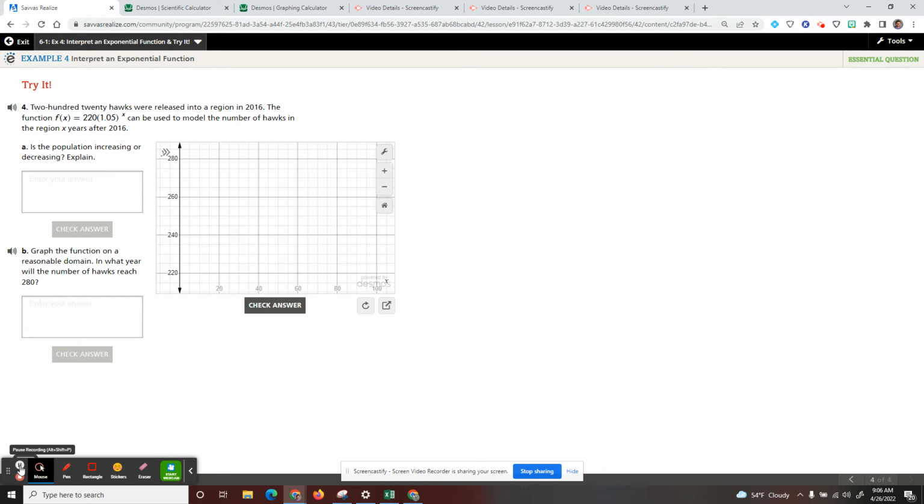All right, I chose to graph this on Desmos. So let's take a look at that. Also, we can answer question A without even doing that, right? Since the B value is more than 1, population will be increasing. So let's graph the function and then figure out in what year the number of hawks will reach 280.